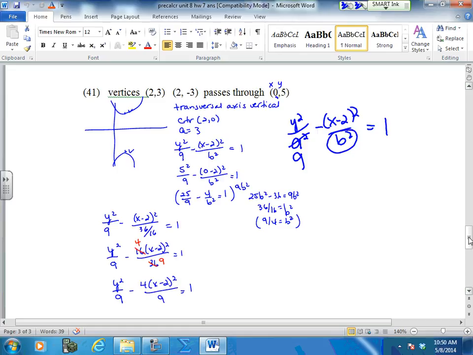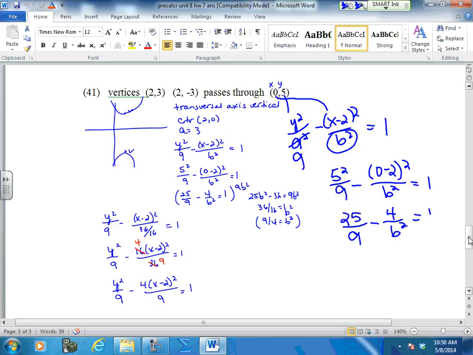So I substitute in here my x and my y. So this is 5 squared over 9 minus 0 minus 2 squared over b squared equals 1. So let's work this through. 25 over 9 minus 2 squared, which is 4, over b squared equals 1.